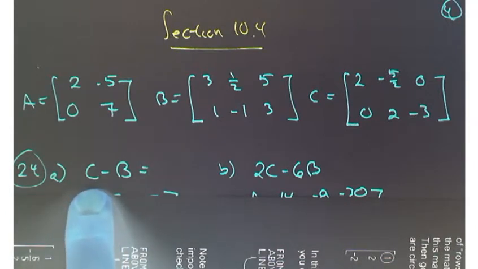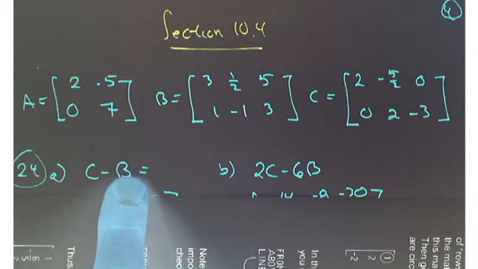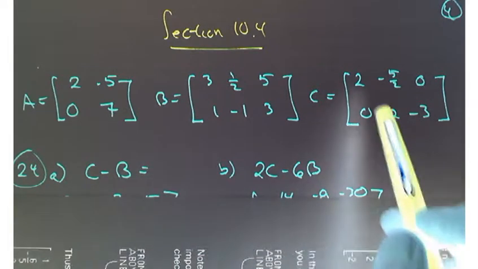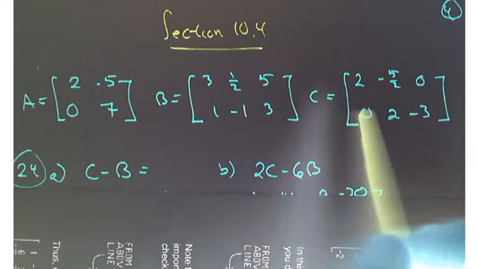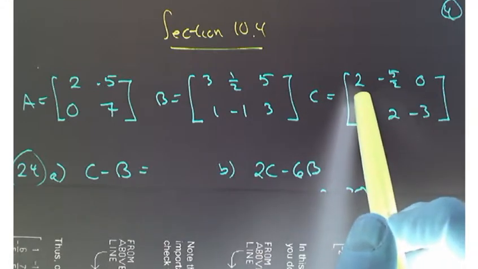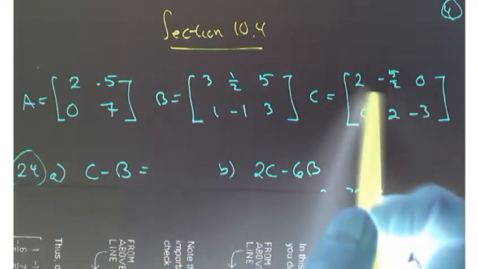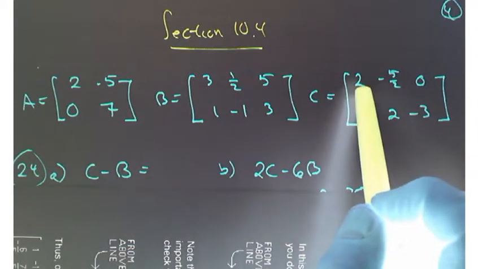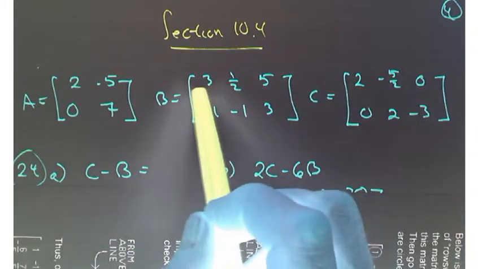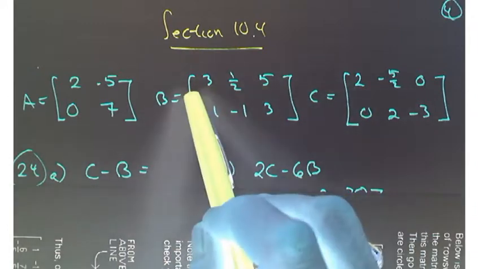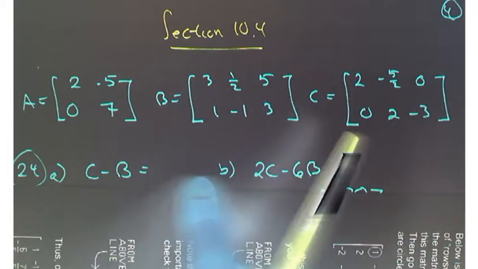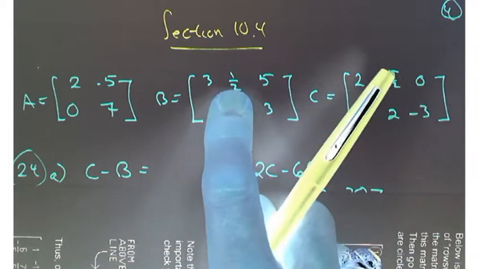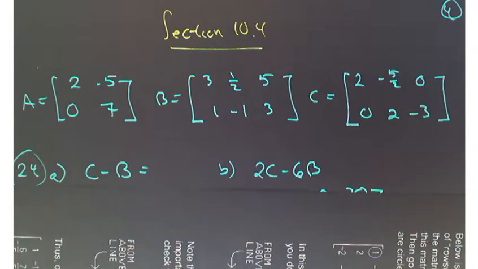We can start with problem number 24A, which asks us to subtract matrix C minus matrix B. Now notice that matrix C and B have dimensions that line up, so I can do the subtraction. When you do the subtraction, you're going to subtract elements that are in corresponding spots. So in the upper left-hand corner, I'll have a 2 minus a 3. So when I do C minus B in my matrix here, I should end up with a negative 1 in the upper left-hand corner. Negative 5 halves minus 1 half is negative 6 halves, which is negative 2.